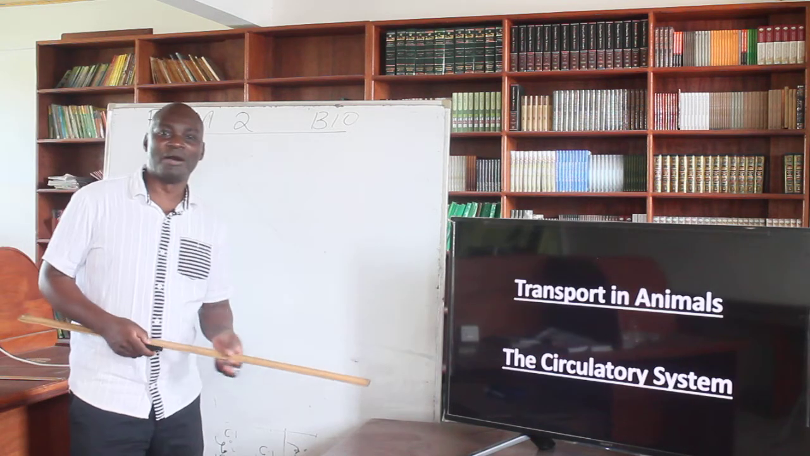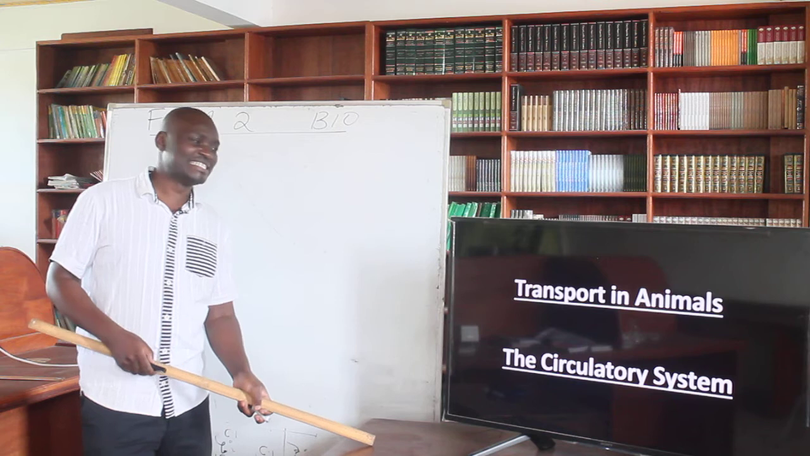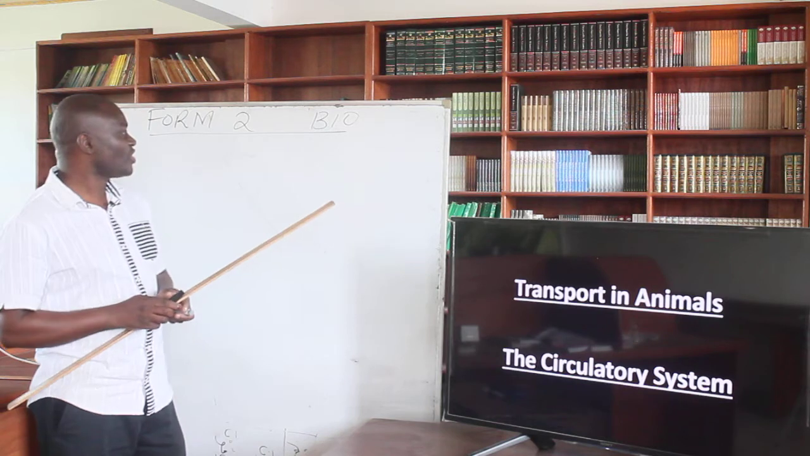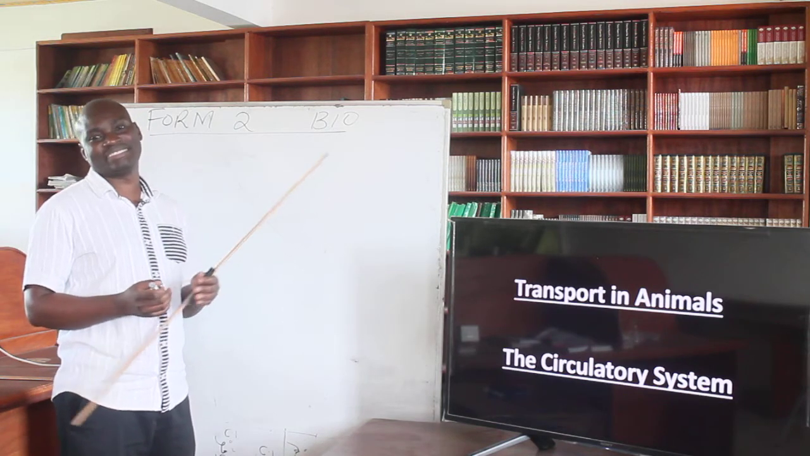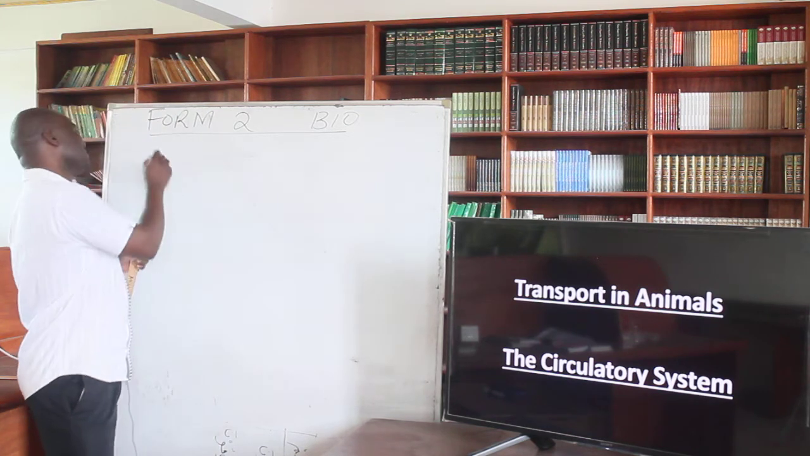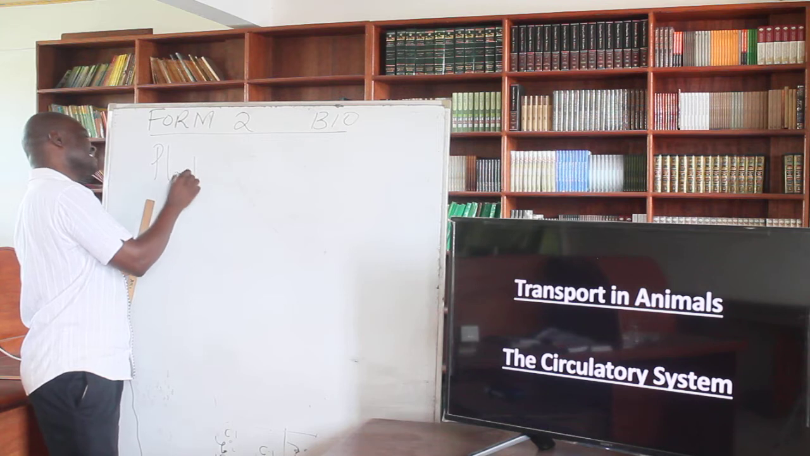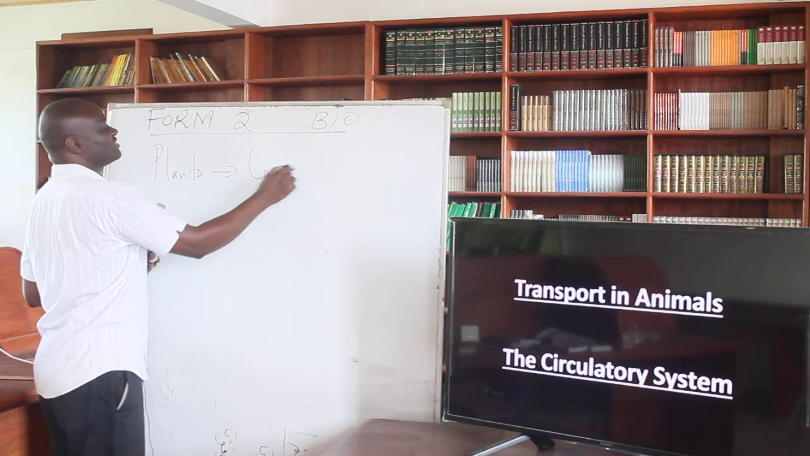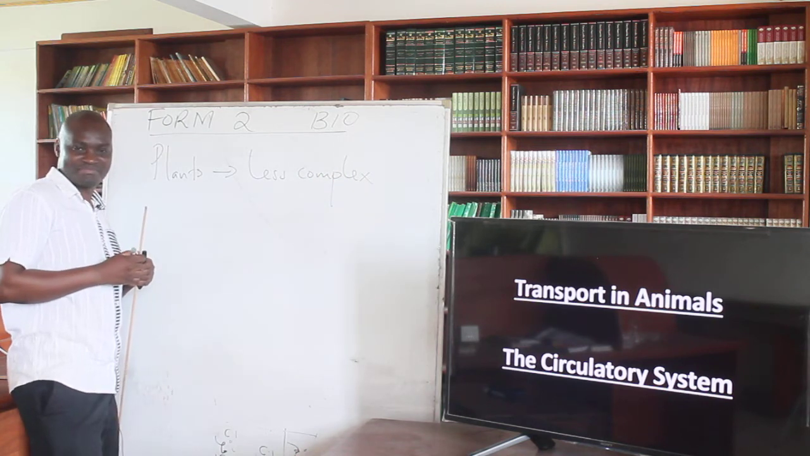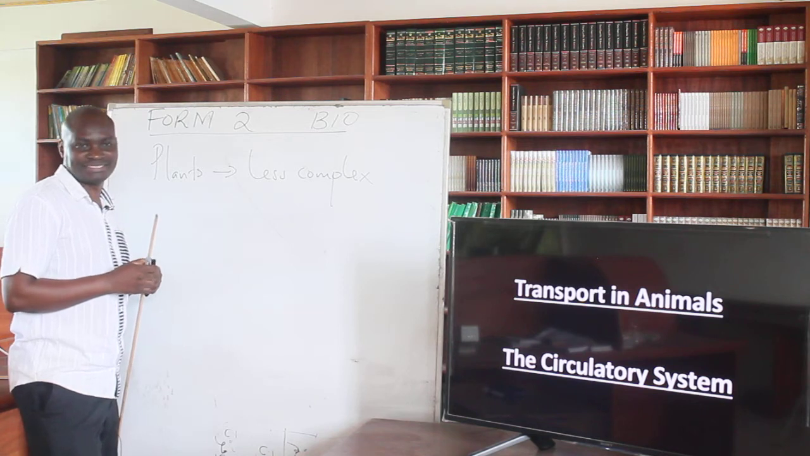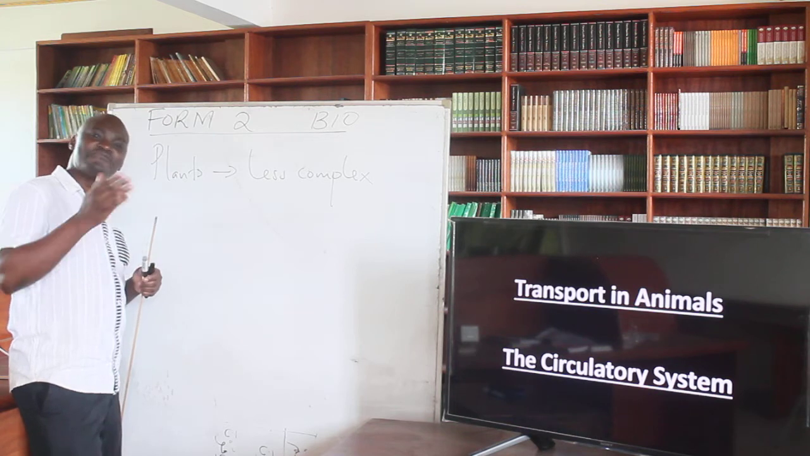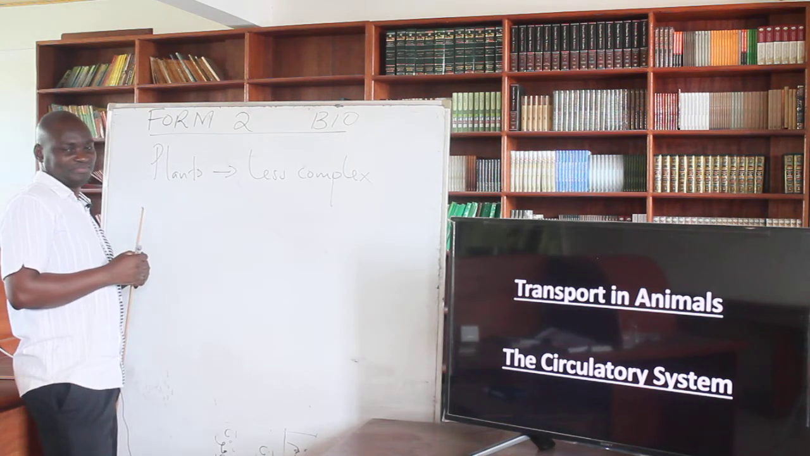So our main thing here is transport in animals. Last time we talked about plants, and we said that plants have a less complex body system, meaning they have fewer organs, fewer tissues, and fewer organ systems.